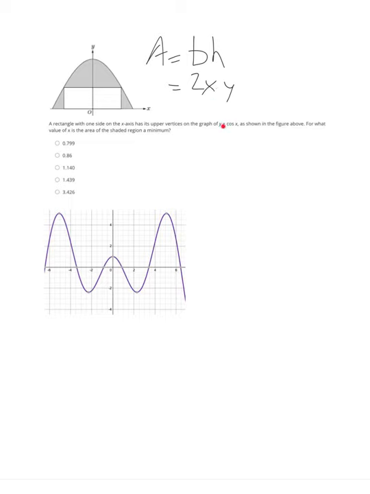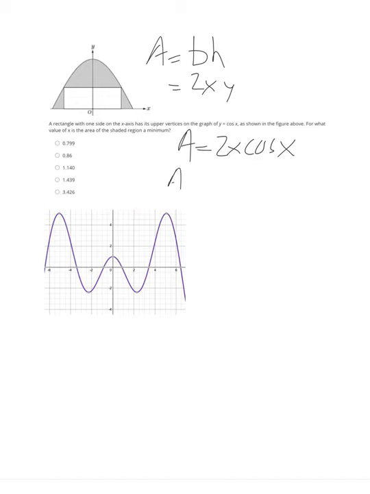But in the problem, it gives me that y is equal to cosine of x. So my area formula is really then 2x cosine x. Now to find where the area of that rectangle is a maximum, I need to take the derivative, set it equal to 0, and find those critical numbers. We'll get to this graph down here in a minute.